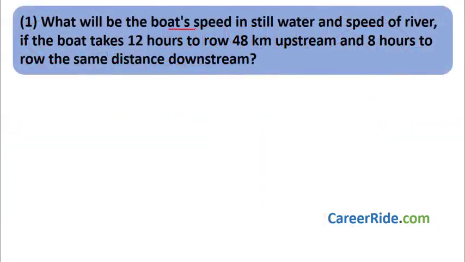What will be the boat's speed in still water and the speed of river if the boat takes 12 hours to row 48 kilometers upstream and 8 hours to row the same distance downstream? So now we have a boats and streams sum, so we'll have our dst and we'll also have x plus y and x minus y.